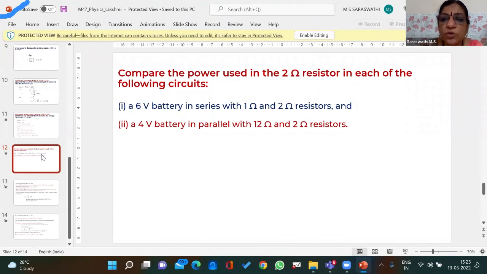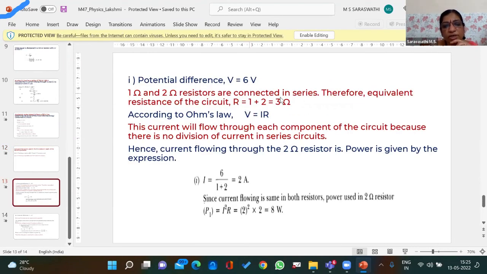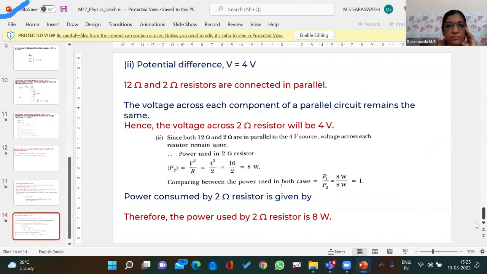Compare the power used in a 2 ohm resistor in each of the following circuits. So see, in series, you have to consider the total resistance only, no? Even though they have particularly asked for 2 ohms, you have to consider the total resistance. So what will you get here? I is equal to 6 divided by 1 plus 2, which is 2 amps. So I squared R will give you, here you take the resistance of 2, so it becomes 8 watts.